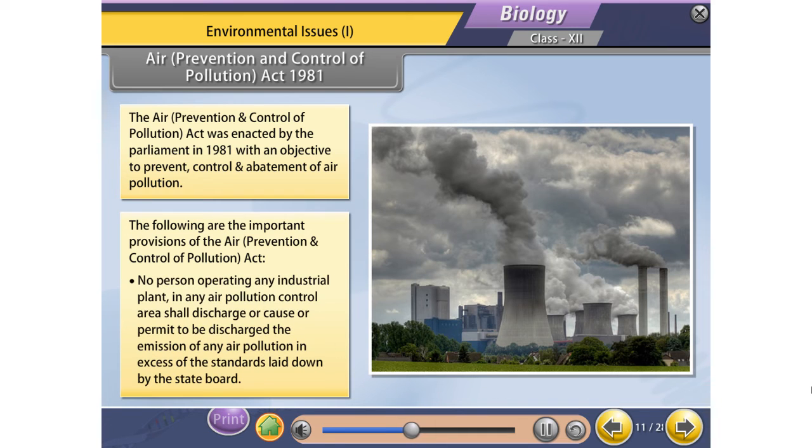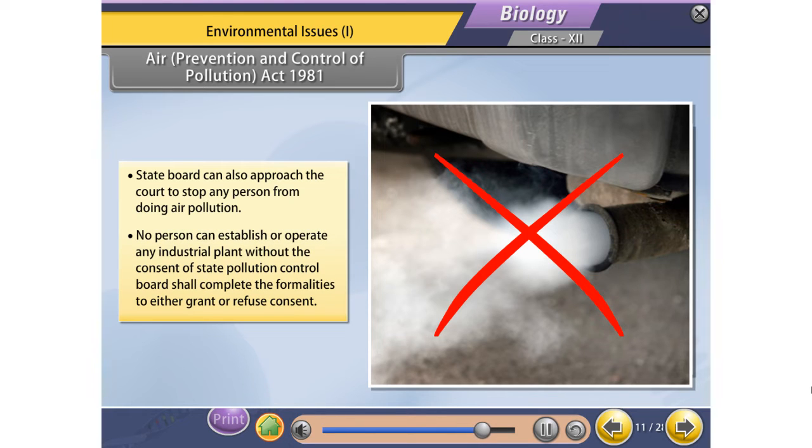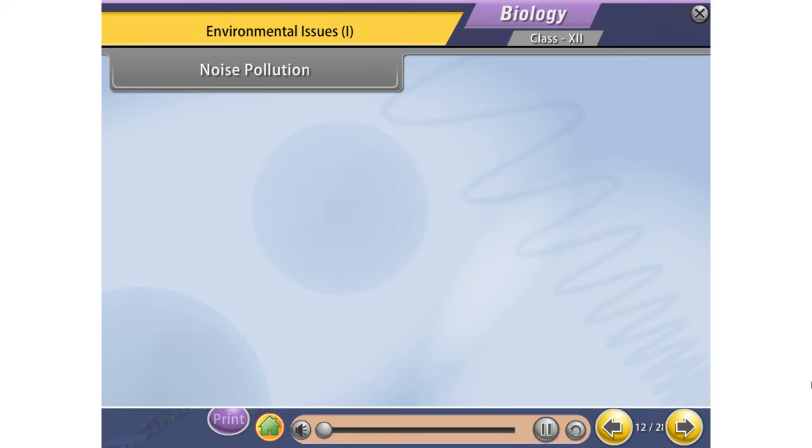No person operating any industrial plant in any air pollution control area shall discharge or cause or permit to be discharged the emission of any air pollutant in excess of the standards laid down by the State Board. The State Board can also approach the court to stop any person from causing air pollution. No person can establish or operate any industrial plant without the consent of the State Pollution Control Board, which shall complete the formalities to either grant or refuse consent. Noise pollution.